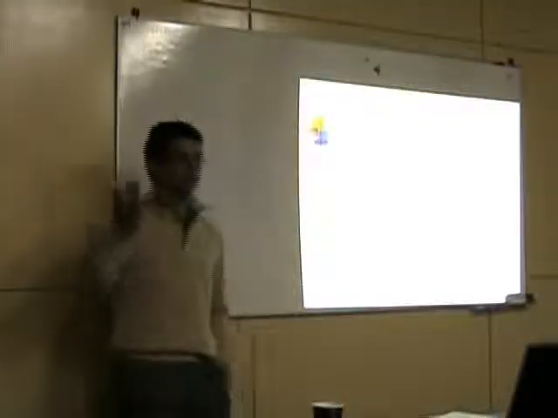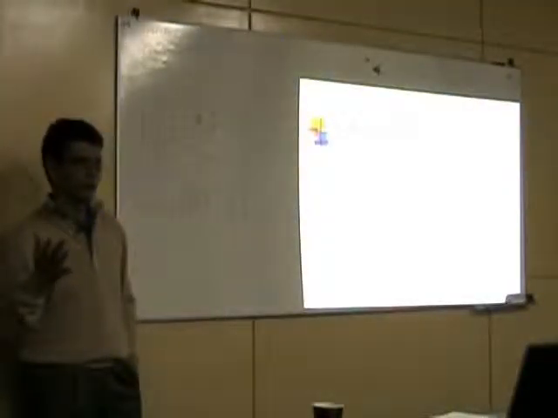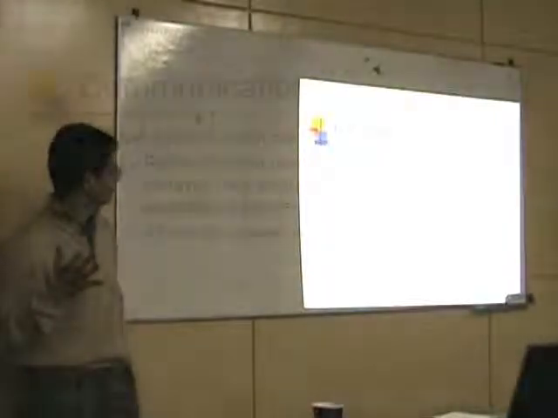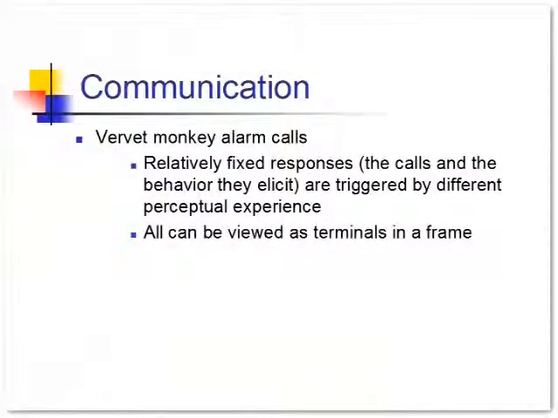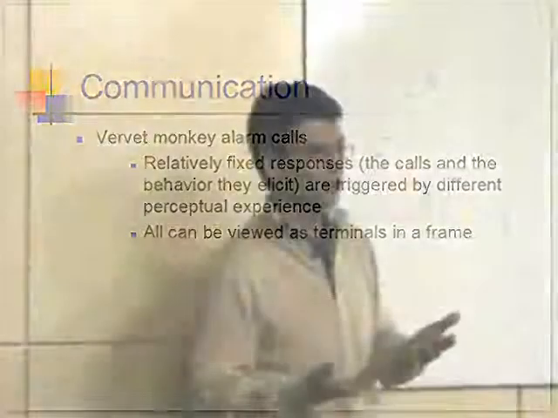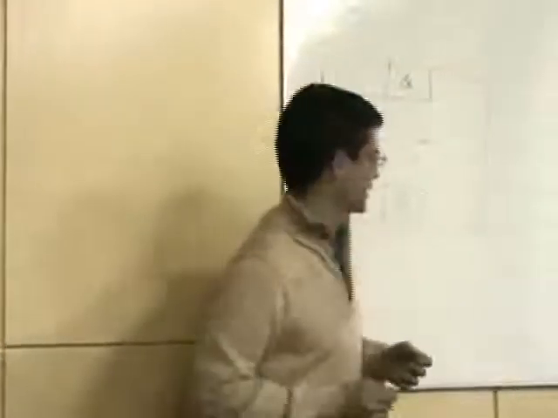So let's consider everyone's favourite examples of communication in primates, which are vervet monkey alarm calls. And we know what they are. They're relatively fixed responses. So when the vervet sees a leopard, they make one call. When they see an eagle, they make another call. And when they see, what's the other one? A snake. It's a snake, that's it. They make a third call.